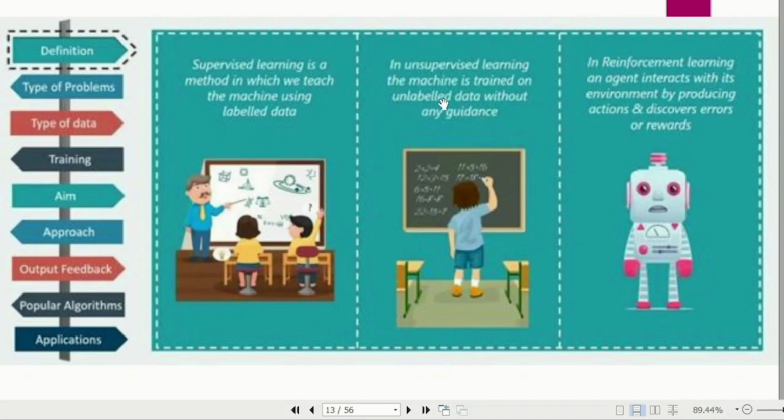Secondly, unsupervised learning. In unsupervised learning, the machine is trained on unlabeled data without any guidance. It means to act without anyone's supervision or direction. So here the data is not labeled. There is no guide. The machine has to figure out the data given to it, and it has to find hidden patterns in order to make a prediction about the output.